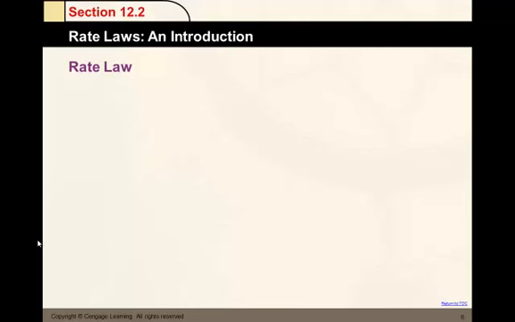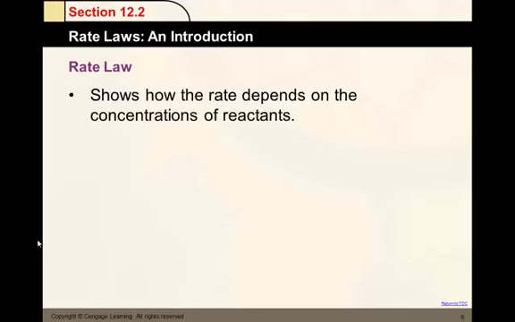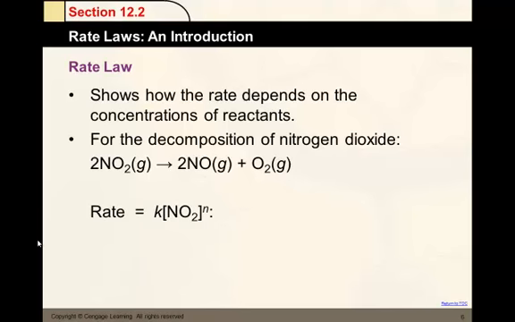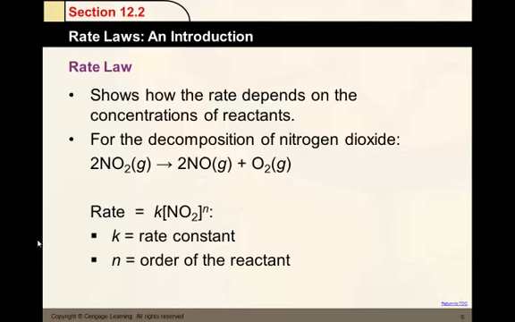But what we focused on in intro, and we're going to remember again, is something we call rate law. Rate law shows how the rate depends on the concentrations of reactants. So, for example, for the decomposition of nitrogen dioxide, here's an example of what a rate law would look like. Remember, rate equals k times the concentration of NO2 to the n. The n is the order of the reaction. Is it zero order, first order, second order, half order? And k is a rate constant.